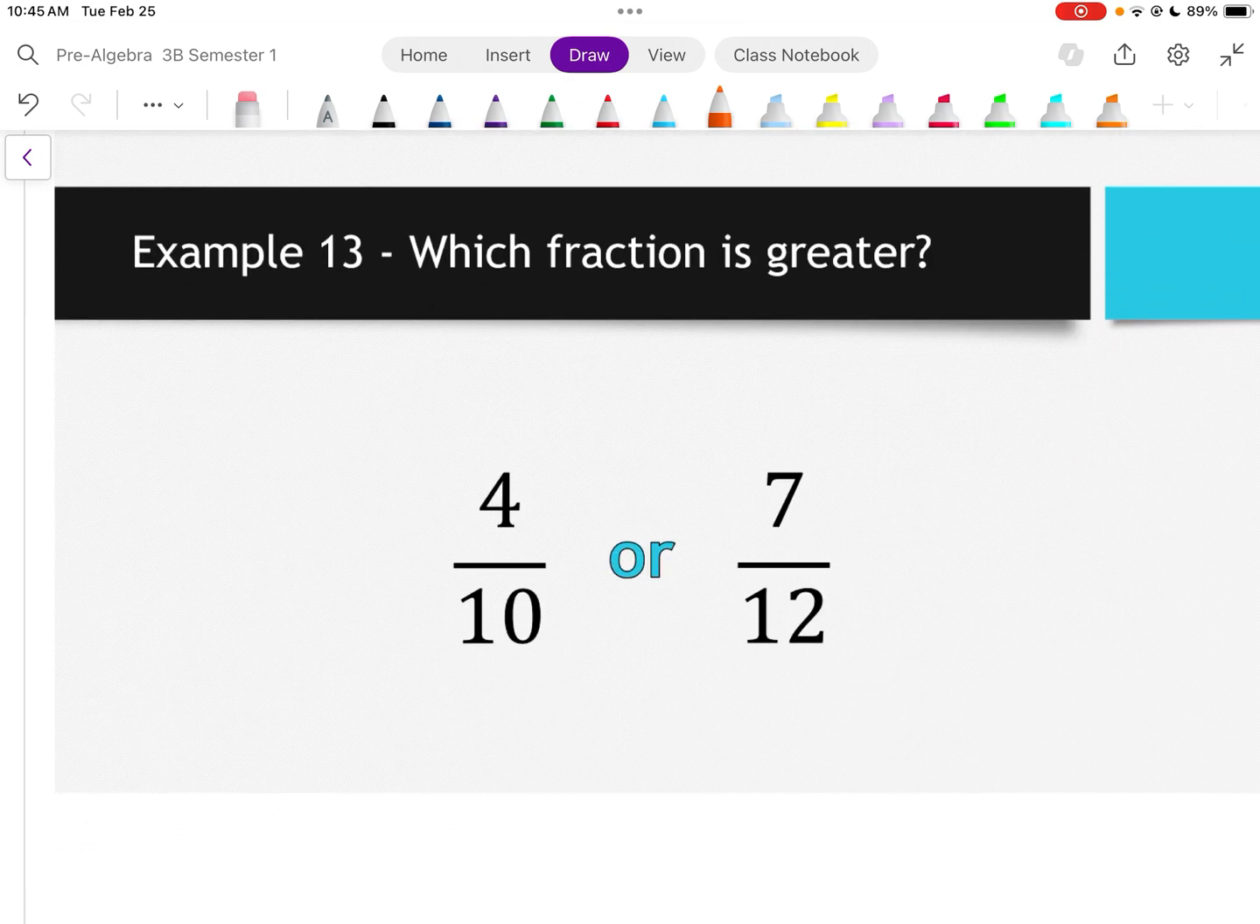All right, our next one. Which fraction is greater? So I want you to go ahead and try this one on your own.